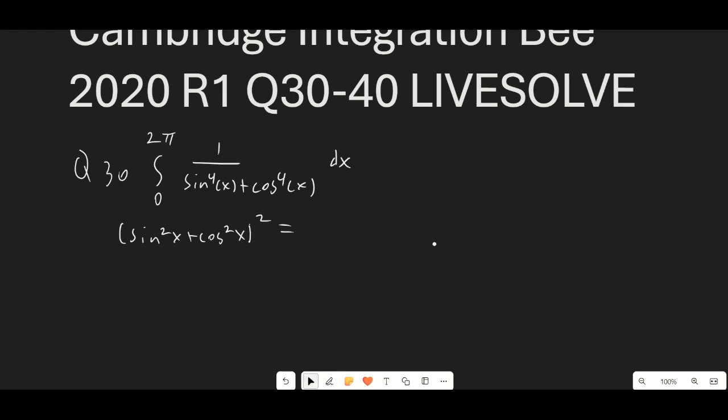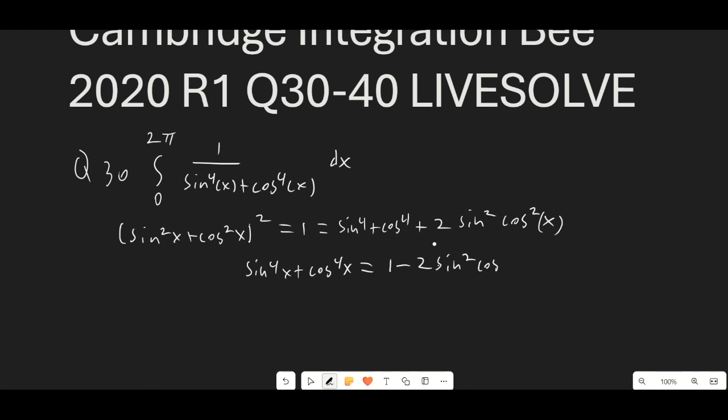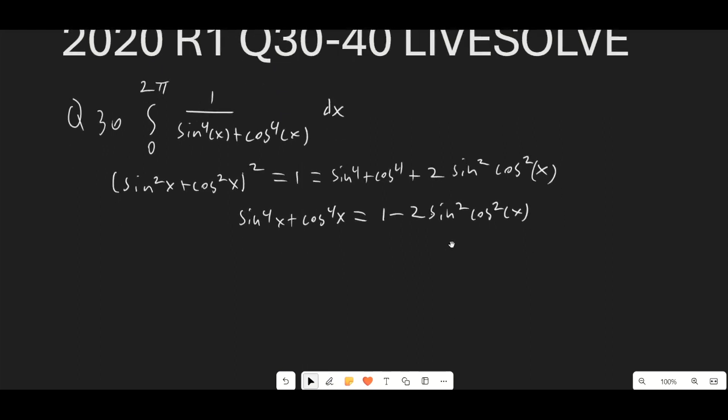So this equals 1, and it also equals sine to the fourth plus cosine to the fourth plus 2 sine squared cosine squared of x, right? Excuse the bad notation here. So this means that we can solve right here, and we find that sine to the fourth of x plus cosine to the fourth of x equals 1 minus 2 sine squared cosine squared of x. And so we can go ahead and just substitute that in directly.